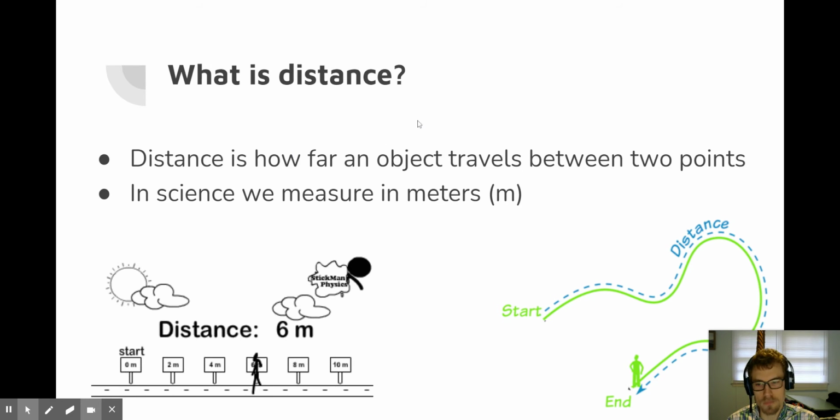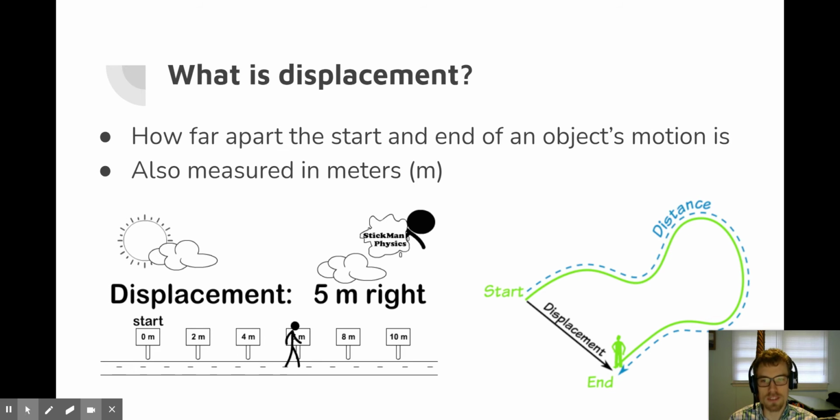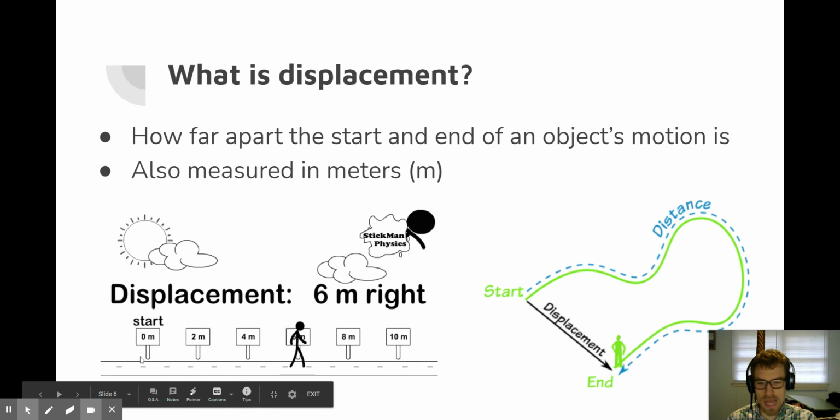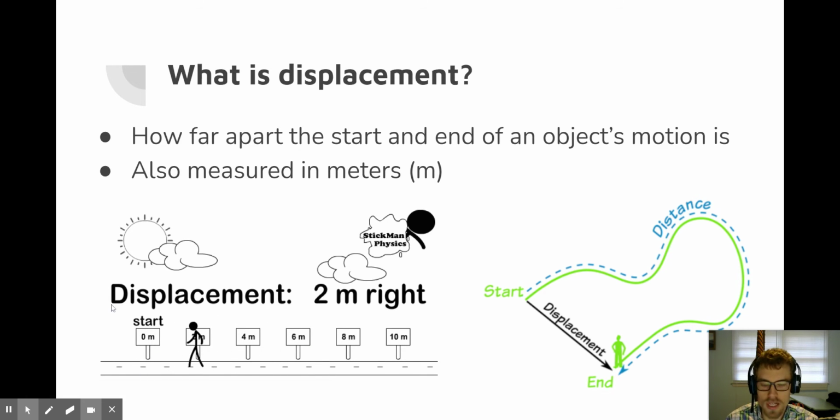That's distance. Now, in contrast, displacement is how far apart the start and end of an object's motion is, okay? This is also measured in meters. So again, anytime we're measuring the length of something or how far something is apart, we're always going to use meters. So in our stickman example, the stickman walks the same path. They walk to the 6 meters and then back to the 2 meters. But because he ends at the 2 meter mark, we only take into account where you start and where you finish, okay? So when we're talking about displacement, we're just talking about where did you start and where did you finish.